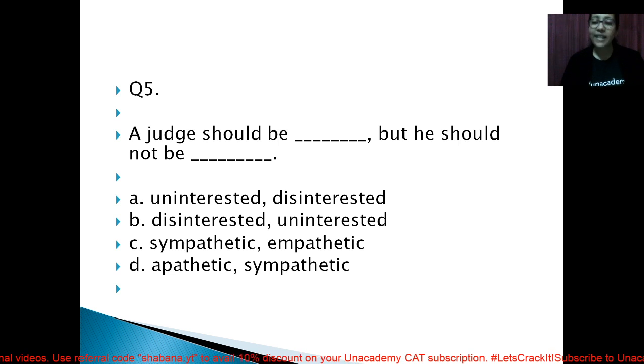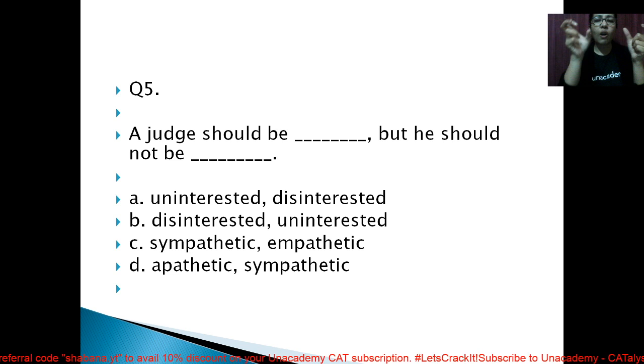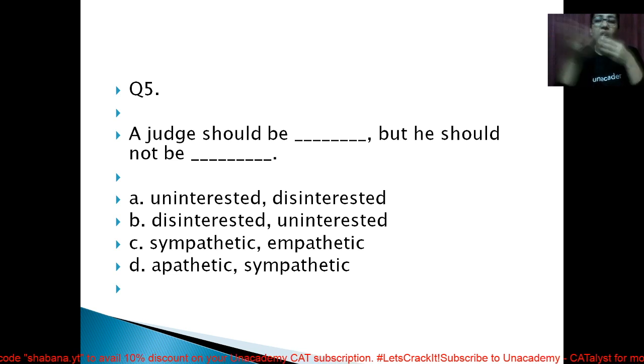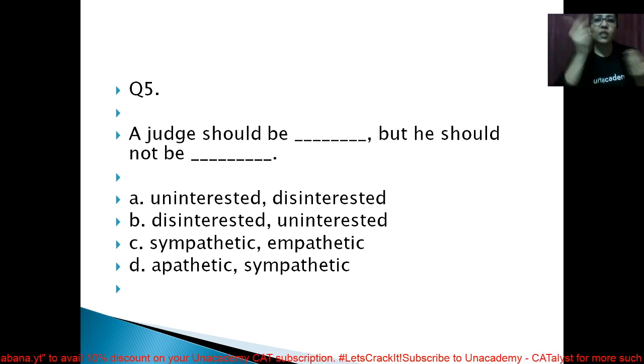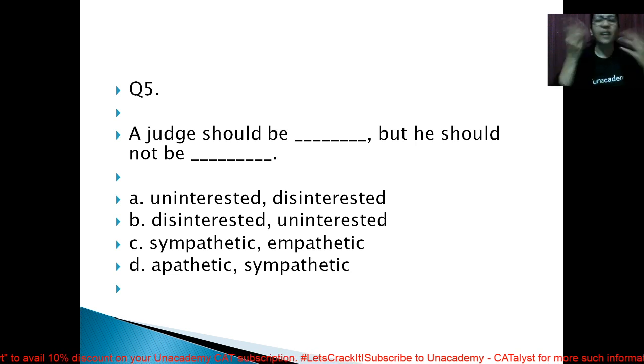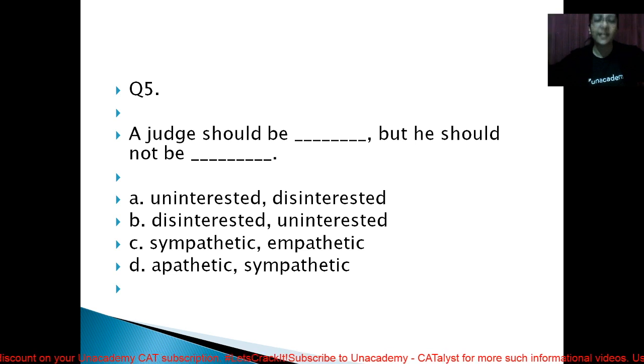Okay, number five. A judge should be dash, but he should not be dash. Now this is usage, or select the best pair on the basis of usage. This is what I call confusing pairs. Ye bahut aata hai, bahut sare exams mein aata hai. Favorite hai aajkal, trending hai, you can say. Now, a judge should be dash. Kya hona chahiye usko? Uninterested, disinterested, sympathetic, apathetic.